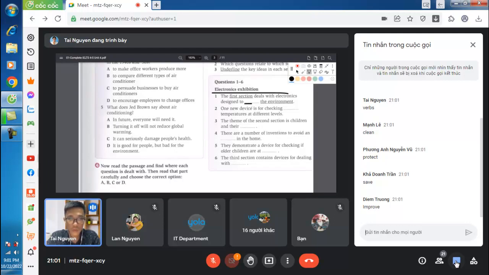So the same with number 2 to 6. I'll give you 1 minute to underline the keyword and think of possible answers.